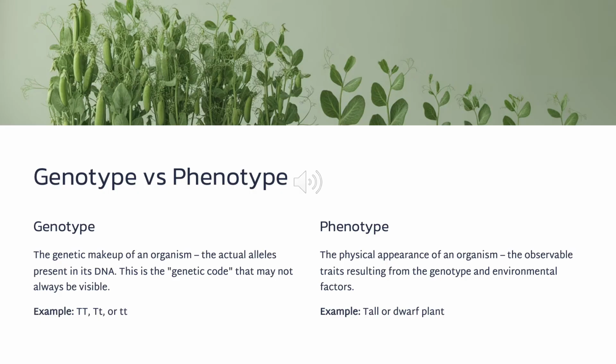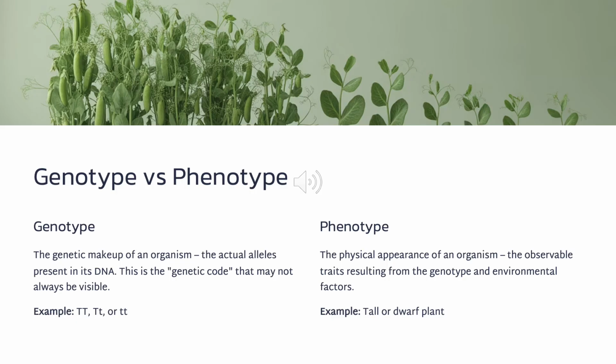So genotype versus phenotype. The genotype is the genetic makeup of an organism. So it is the actual allele present in its DNA form. This is the genetic code that may not always be visible. You cannot see this code, but it resides inside your body and codes for a particular gene or genes, so that it could express the trait, where you can see the phenotype.